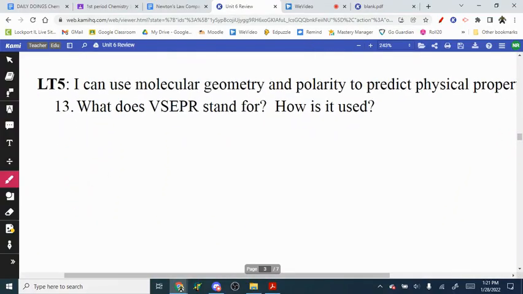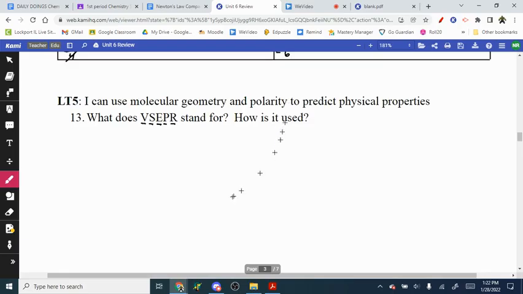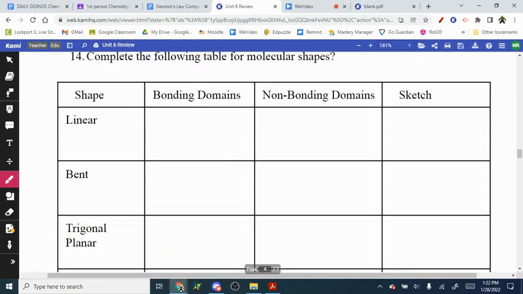All right, what does VSEPR stand for? So VSEPR is valence shell electron pair repulsion. And basically all it means is that electrons, which are negative, repel each other. And so when they are participating in bonds in a compound, those bonds want to be as far apart from each other as possible. So that's what the repulsion part of VSEPR is. They repel each other, and so therefore they make shapes based on how they repel each other.